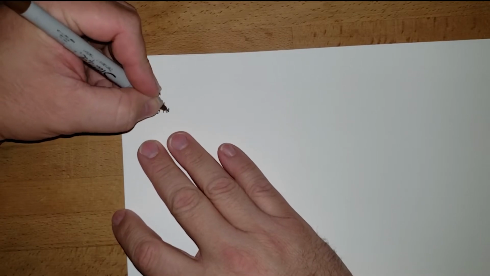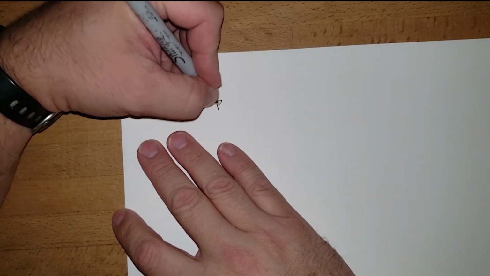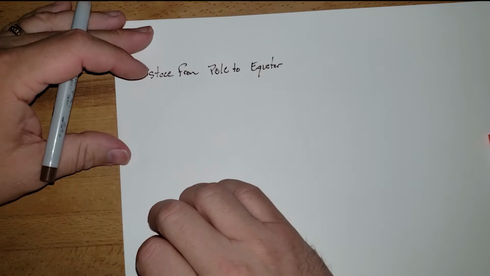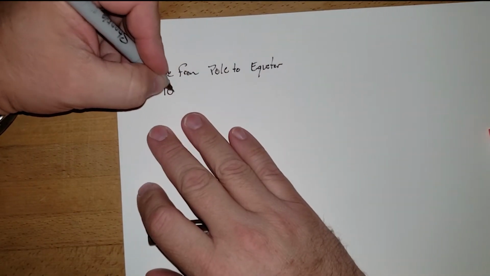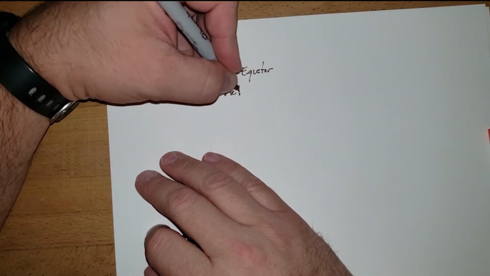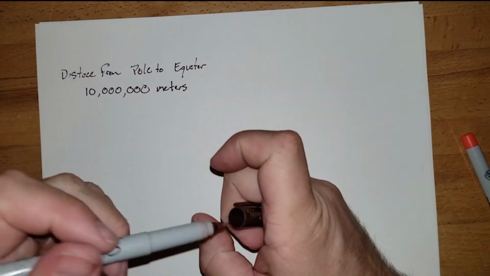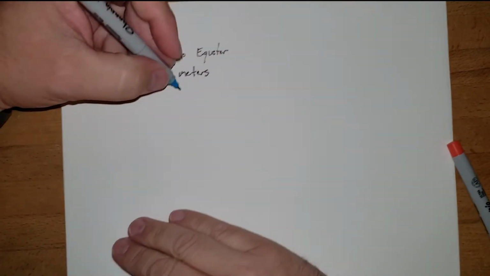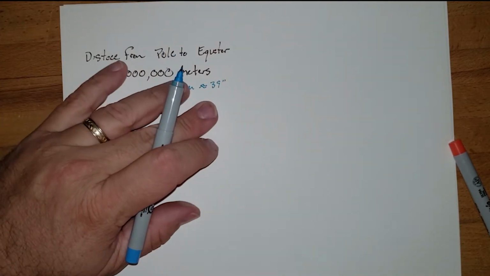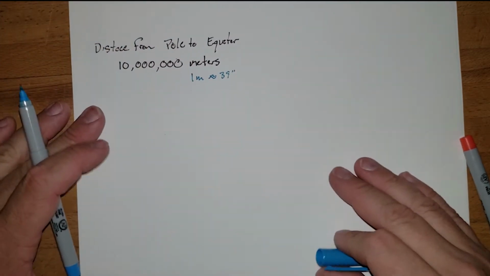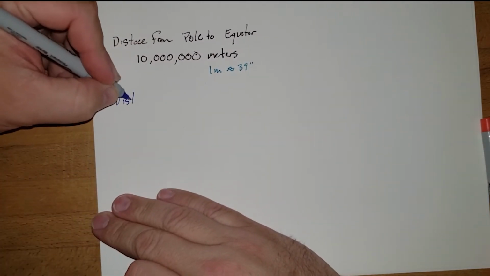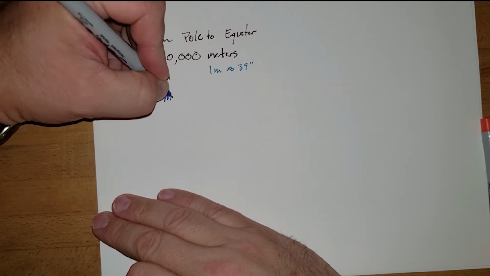So the distance from the pole to the equator, whatever that distance is, let's divide it by 10 million, and that is going to be 1 meter. Now, a meter, for those of you, again, here in the United States, 1 meter is approximately 39 inches. So a little bit bigger than a yard. Don't get me started on yards. Okay, so that unit of measurement for distance is going to be the meter.